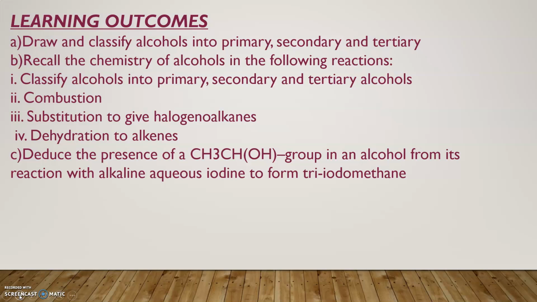Recall the chemistry of alcohols in the following reactions: classifying alcohols into primary, secondary and tertiary alcohols, combustion, substitution to give halogenoalkanes, dehydration of alkenes, and deduce the presence of CH3CHOH, which is ethanol, in alcohol from its reaction with alkaline aqueous iodine to form triiodomethane. These are the objectives for the whole chapter, but this chapter will be given to you in two parts. This is the first part of alcohol.